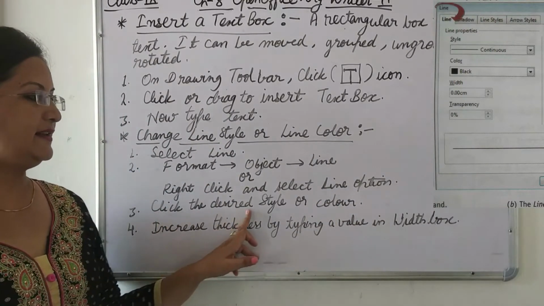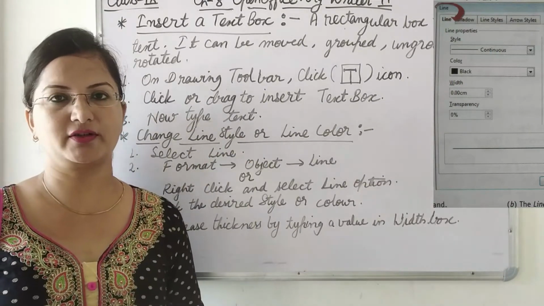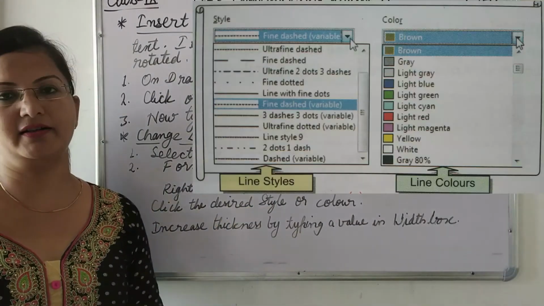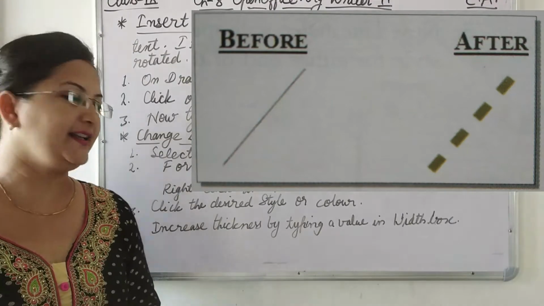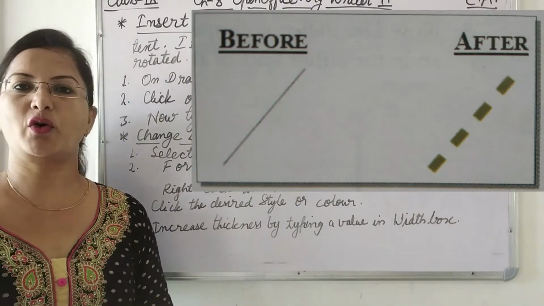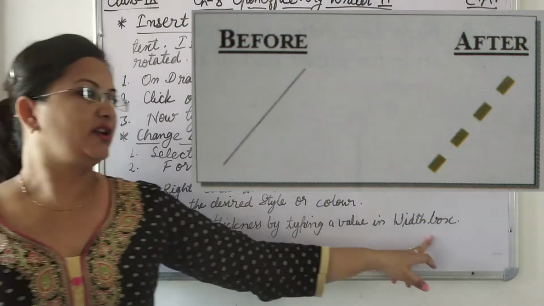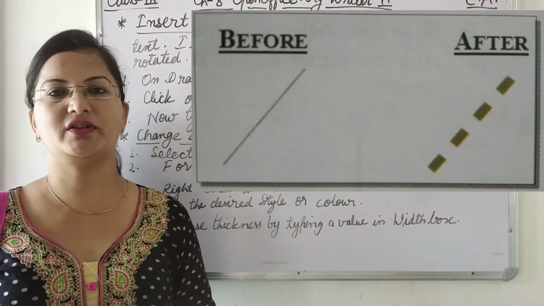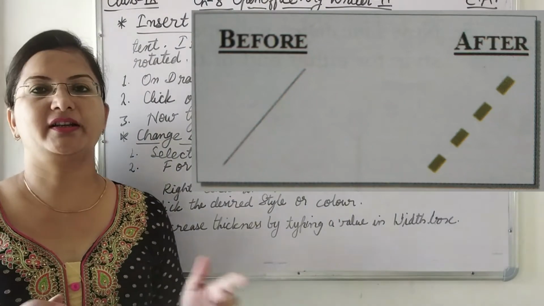After that, click the desired style or color. It is there at the topmost, on the left side. The first option is style and then color. You can choose the style and color from there that you want for your line. And if you want to increase the thickness, then there is a width box where you can enter a value. Got it? There is a width box where you can insert the number to increase the thickness.